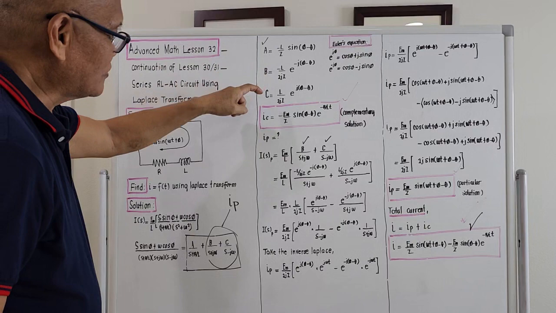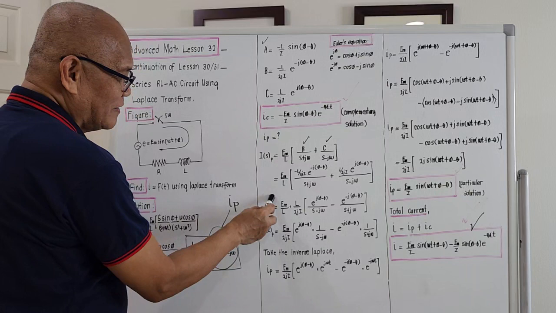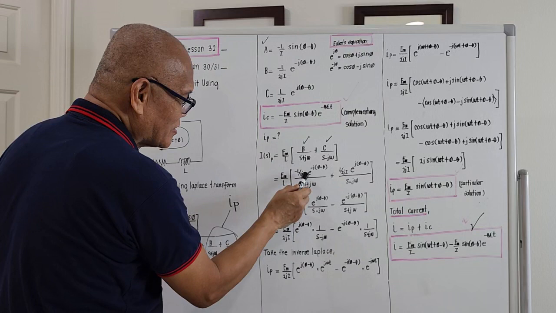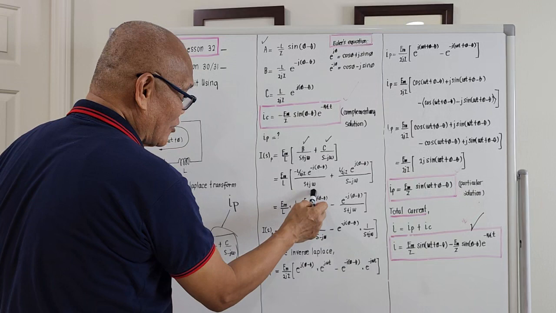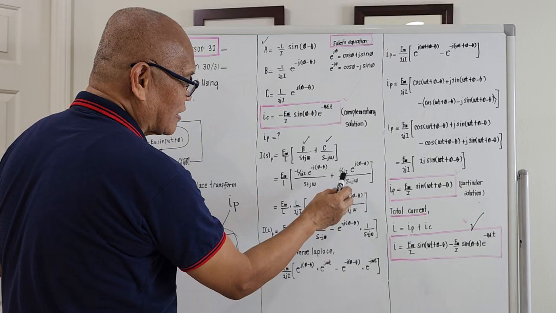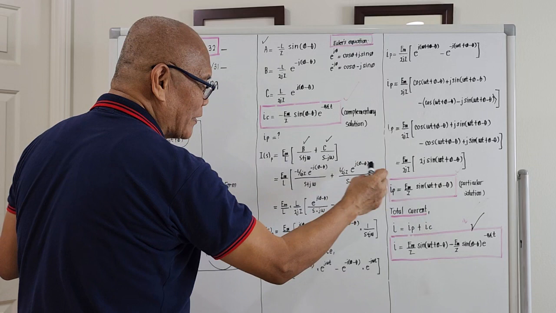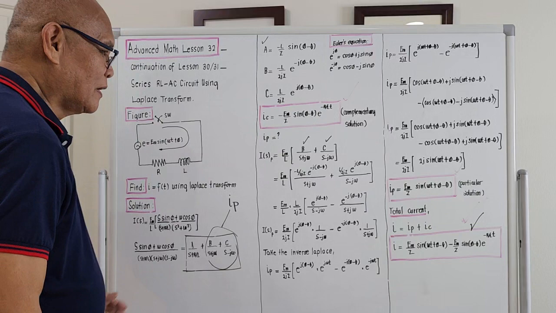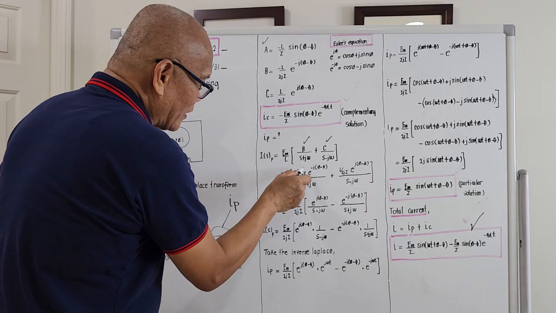So if we try to simplify, this should be E sub M over L. B is actually negative L over 2JZ E raised to minus J, open quantity angle P minus theta, over S plus J omega. Plus the value of C is actually L over 2JZ E raised to the positive J, open quantity angle P minus theta, all over S minus J omega. And if we try to simplify this one, there is a common factor over here, the L over 2JZ. We bring it out. Okay?